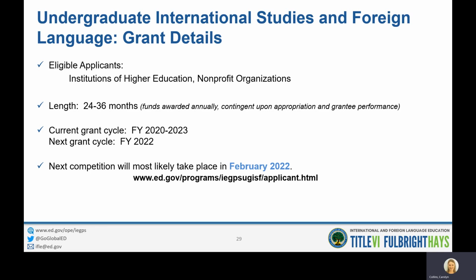The next grant cycle will actually compete for fiscal year 2022. So the next competition will most likely take place this coming February, February 2022. So again, if you are an institution that's looking to build out your international programming, add some new study abroad offerings, or internationalize some components of your current offerings, if you have a targeted program proposal, this is a really fantastic program. And so we encourage you to go to the website to learn more, to think about how you might start writing your UISFL grant application, and also, of course, to stay posted on the competition announcement through our newsletter.